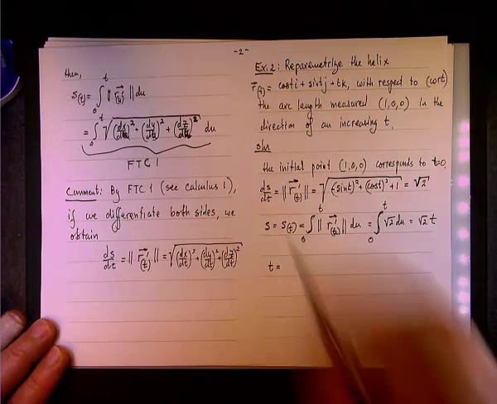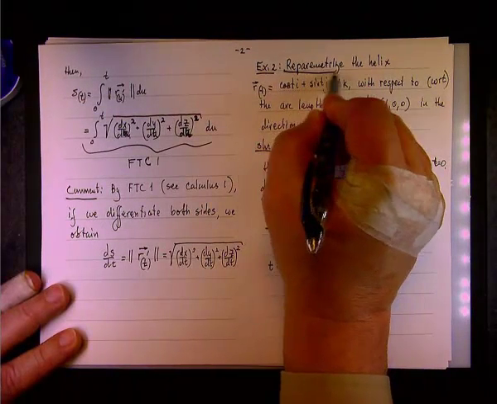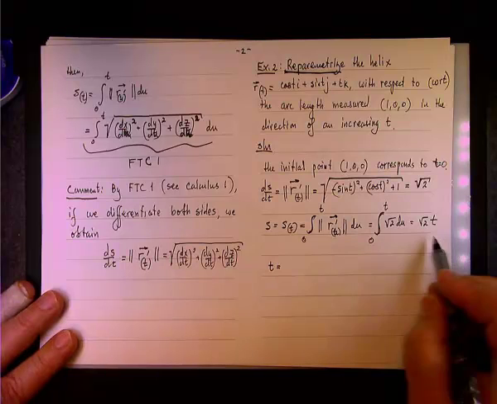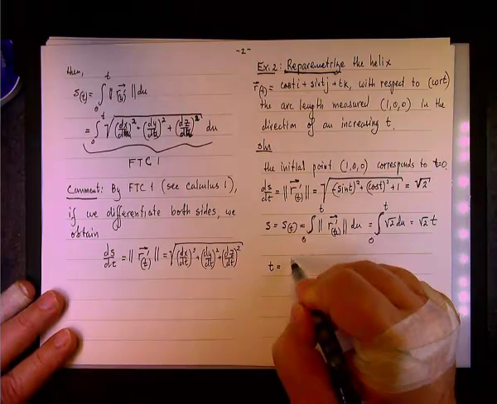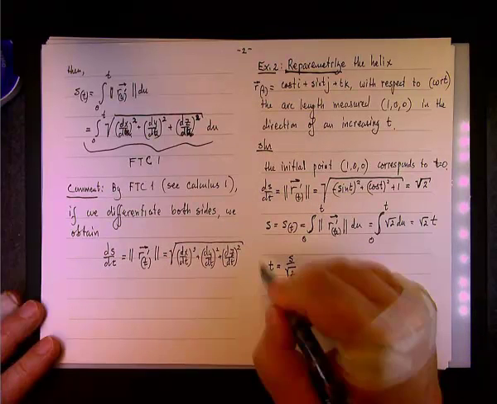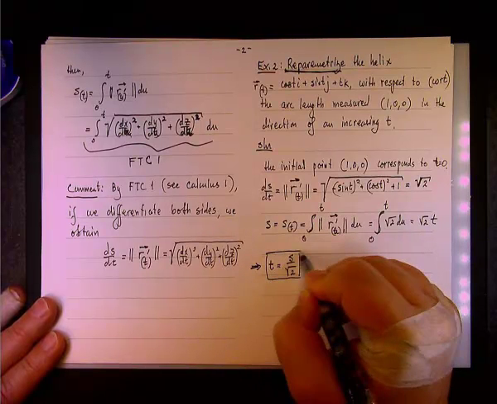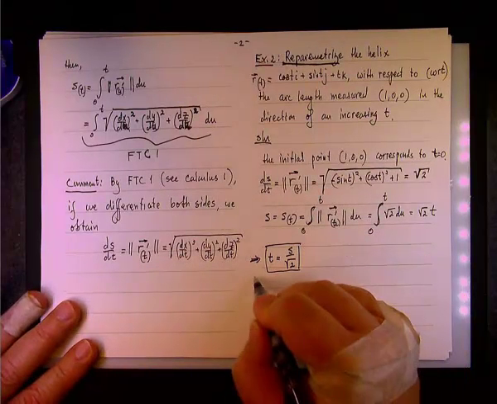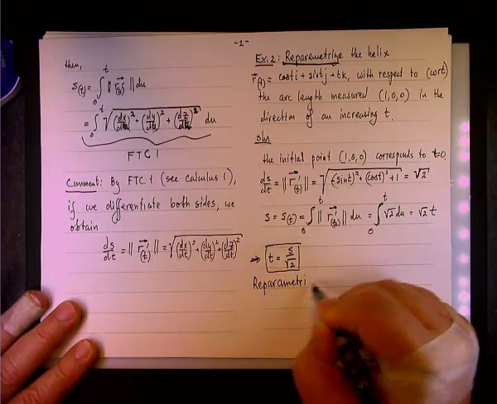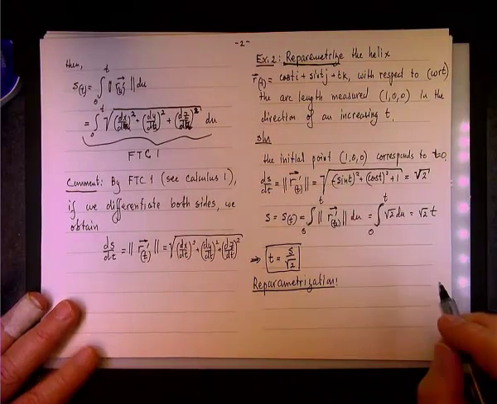Okay, so where is this business of reparametrization? It is expressing t in terms of s. That's what reparametrization means. So if s equals square root of 2 times t, well, t equals s divided by square root of 2. But we are not done, because now we need to express everything in terms of s. So here's the reparametrization.